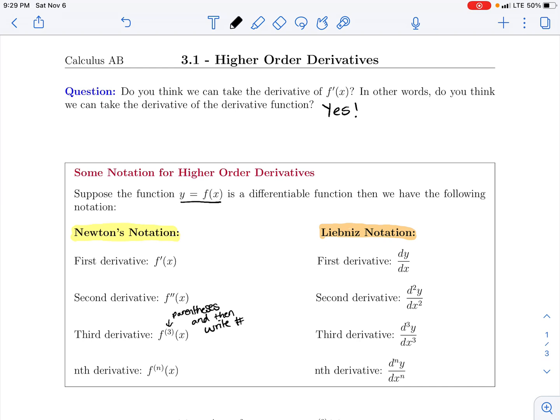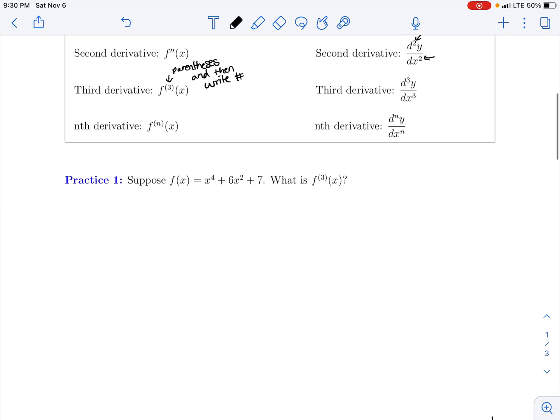And then as it gets higher up for the second and third derivatives, you see how they just get this 2 here and then this 2 here, indicating that we're talking about the second derivative. And then for the third derivative, same idea, just now using 3's and so on and so forth.